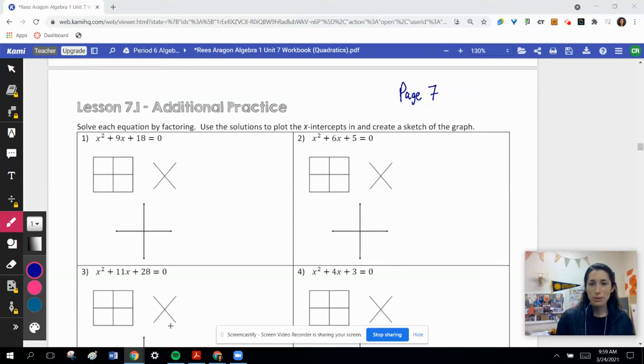Okay, it's Ms. Reese. I'm going over page 7 in your Unit 7 packet. We are solving these quadratic equations by using the factoring method. So we'll do some together and then you'll try some independently.